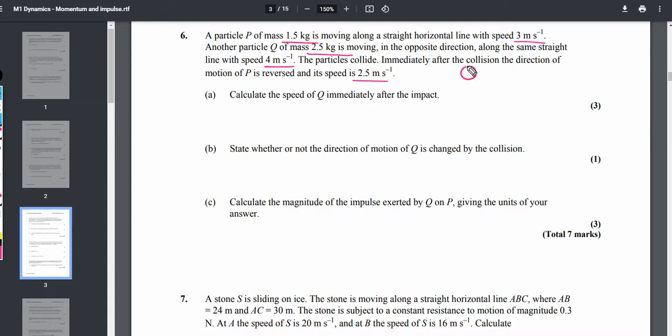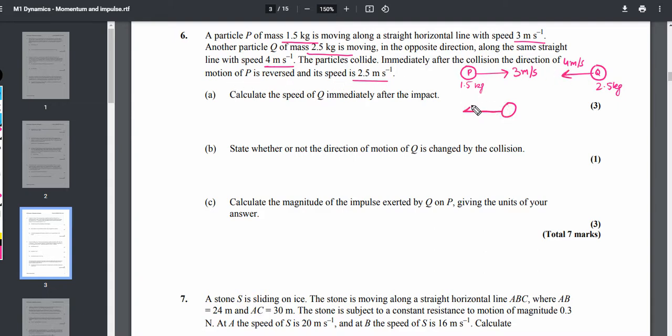So initially, let's suppose this is particle P and this is particle Q. Particle P is moving to the right with a velocity of 3 meters per second. Particle Q is moving to the left with a velocity of 4 meters per second. The mass of particle P is 1.5 kilograms and the mass of particle Q is 2.5 kilogram. They collided, and after the collision, it says immediately after the collision the direction of P is reversed.